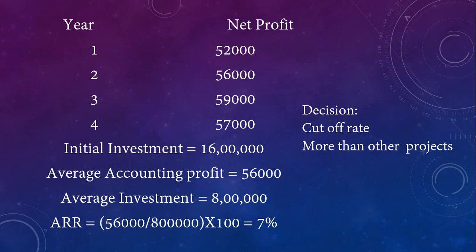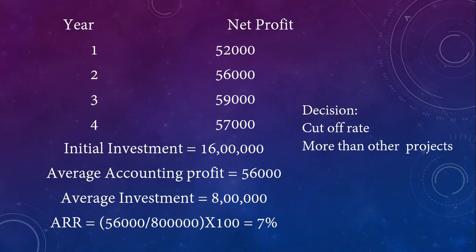Average investment, how will it be calculated? It will be calculated by initial investment and at the end of period the investment, assuming that there is no scrap value. So initial investment, that is the beginning investment, and at the end of investment, divided by 2. So it will give the average investment. So here 16 lakh divided by 2 gives you the average investment of 8 lakh. Putting the formula, we will get the return of 7%.